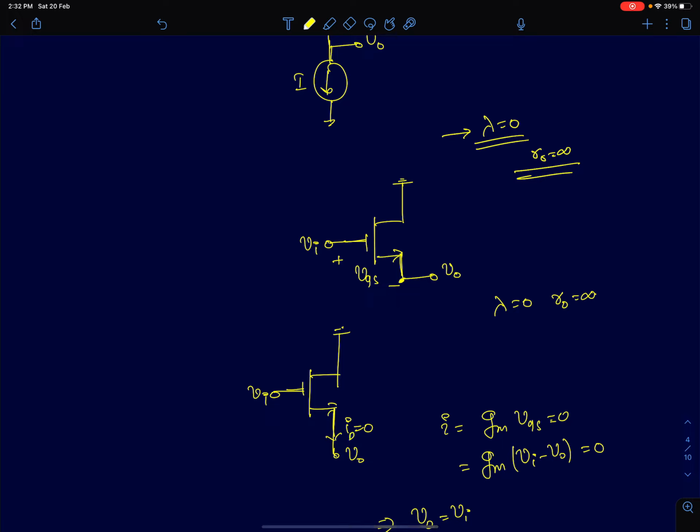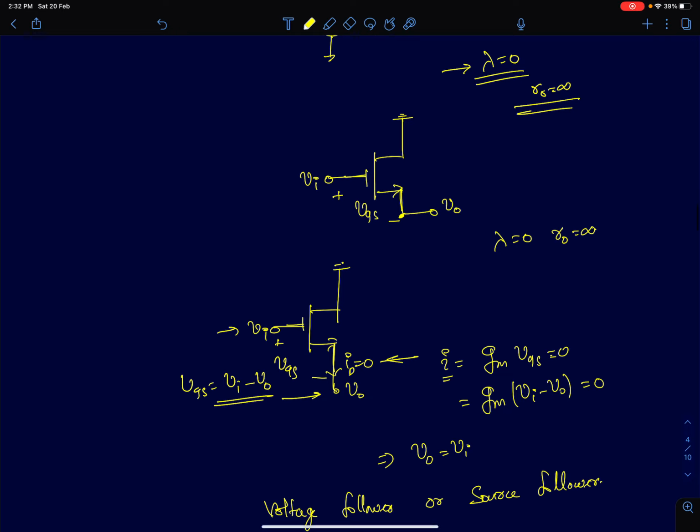So the drain current flowing in the MOSFET is 0, because the source node is open. Now the drain current is simply given by Gm times VGS. Here VGS happens to be the gate voltage minus the source voltage. Gate voltage is Vi, source voltage is V0, so it is Vi minus V0. So we have I equals Gm into VGS is 0, so Gm into (Vi minus V0) is 0.